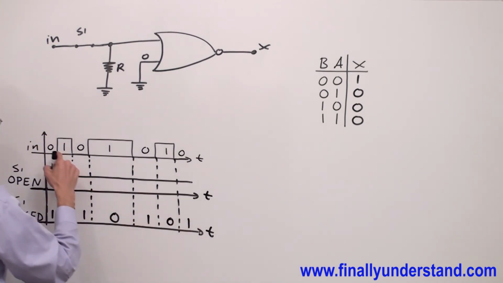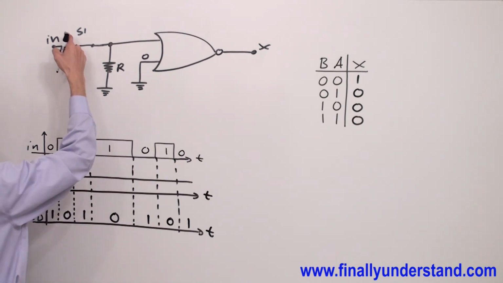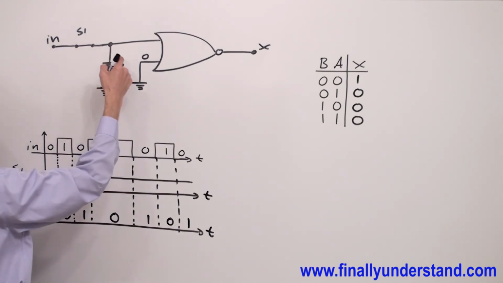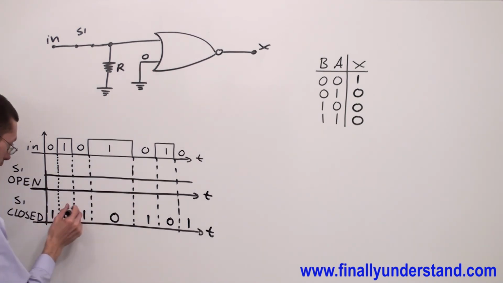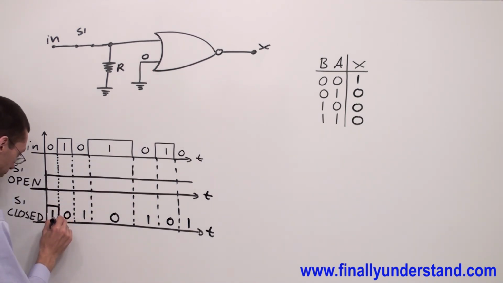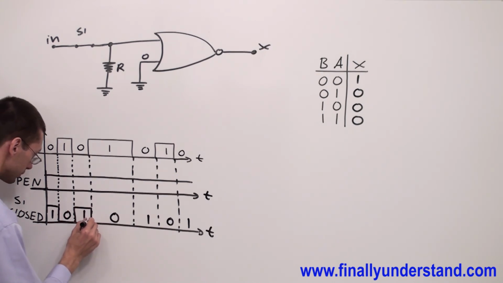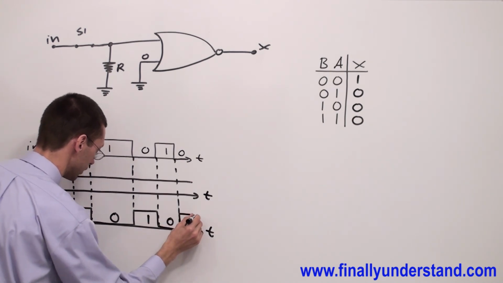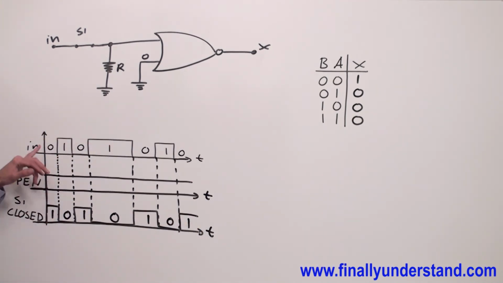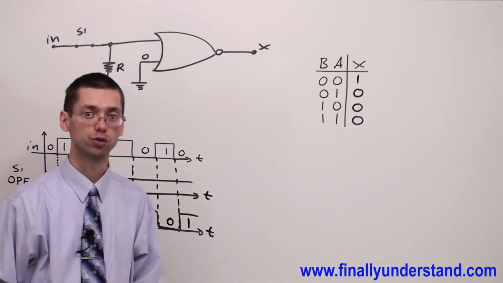Remember, we apply these logic levels to the input and perform the analysis in reference to whatever happens at the second input. That's why I got a waveform which looks like this. Please notice that the output waveform is the complement of the input waveform when the switch is closed. So these two waveforms are the solutions to my problem.